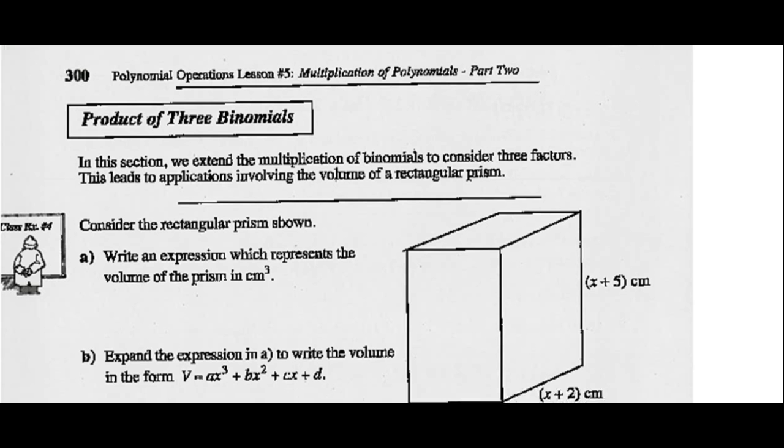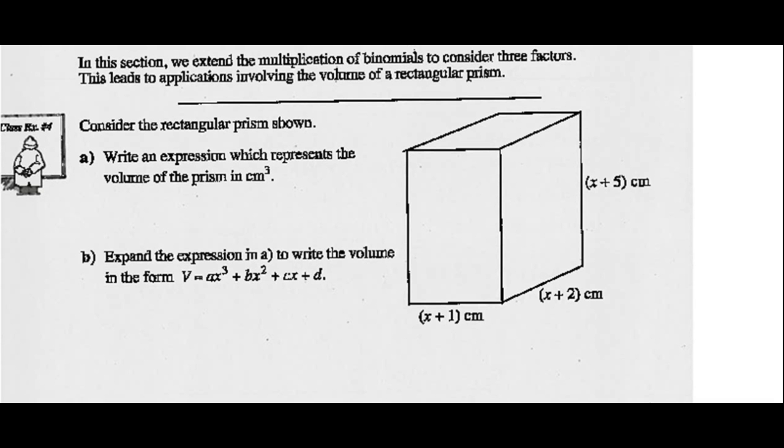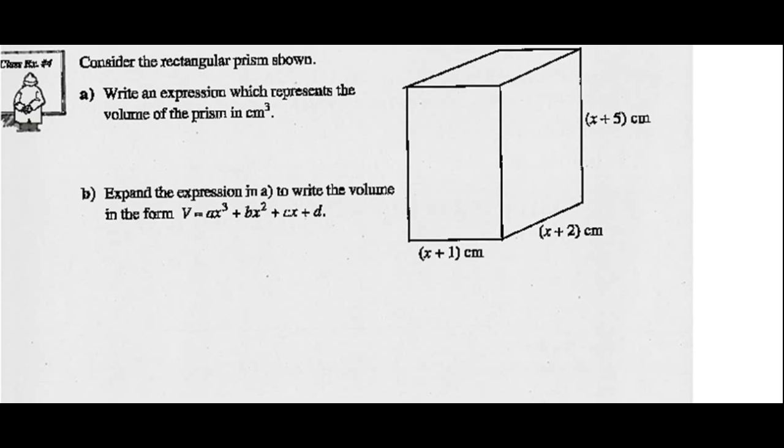Product of three binomials. So in this section, we're going to extend the multiplication of binomials to consider three factors. This leads to the applications involving volume of a rectangular prism. So consider the rectangular prism shown. Write an expression which represents the volume. So we know the formula for the volume of a rectangular prism is length times width times height. So the volume of this rectangular prism should be the length, x plus 1, multiplied by the width, x plus 2, multiplied by the height, x plus 5. And they're all in centimeters, so a centimeter times a centimeter times a centimeter will give me a centimeter cubed.